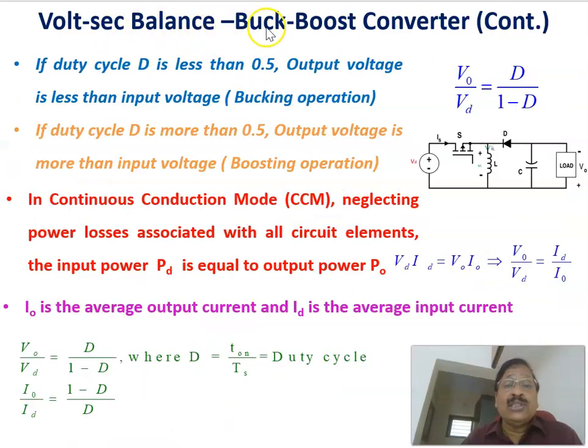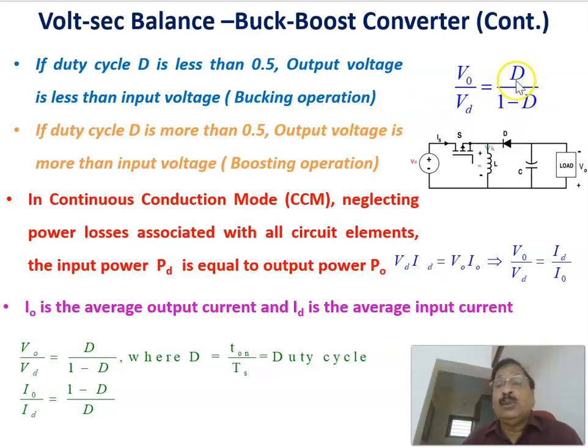Now, continuing the volt-second balance of a buck-boost converter, we are seeing the ratio V0 by VD, the conversion ratio, equal to D by 1 minus D. If the value of D is less than 0.5, the output voltage will be less than the input voltage, or bucking operation is taking place.